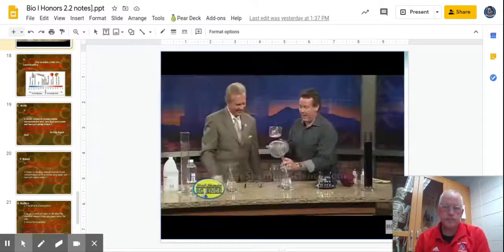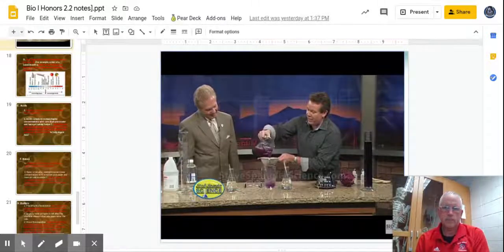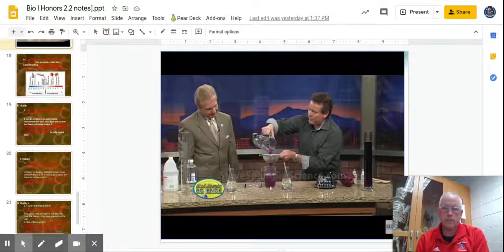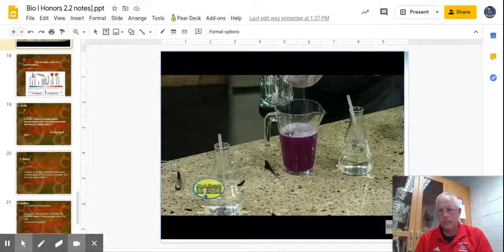All right, so here's what's going to happen. Now we strain it out, and this is our indicator. So believe it or not, that purple juice right there is a beautiful acid-base indicator. So that's all we need.